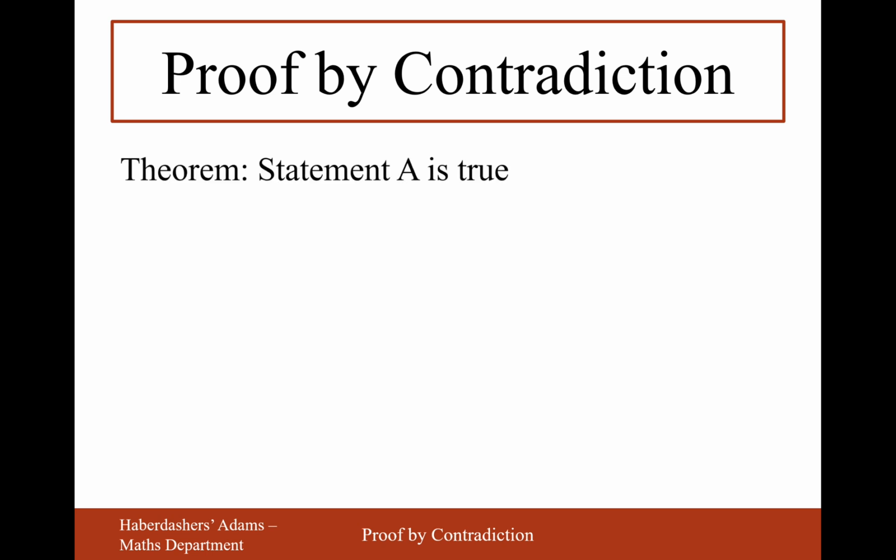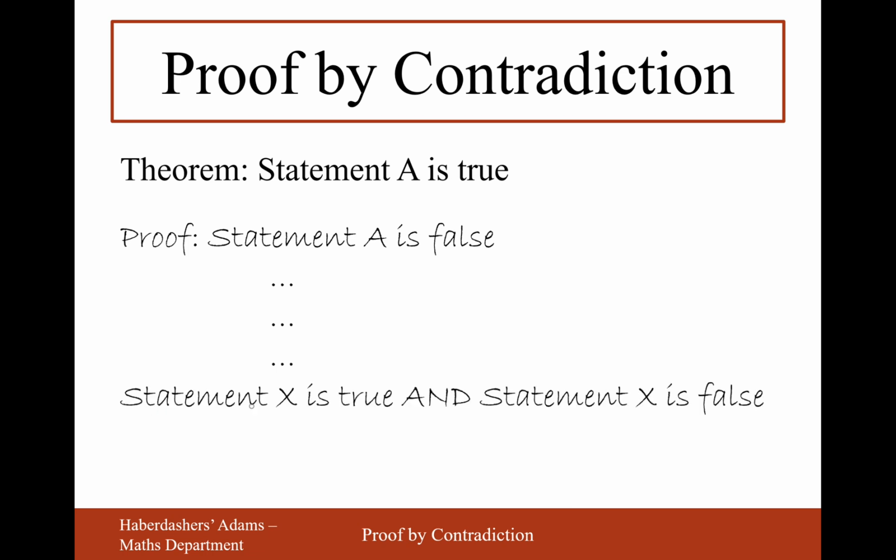So a typical question will start by saying the theorem is that statement A is true. And the way you're going to answer it is by saying that statement A is false, saying the complete reverse of statement A is the actual true thing. And then you'll work through some mathematics, and then you'll get to a point where you've got statement X, a completely different statement, which might be related to statement A, but not exactly statement A. Statement X is true and statement X is false.